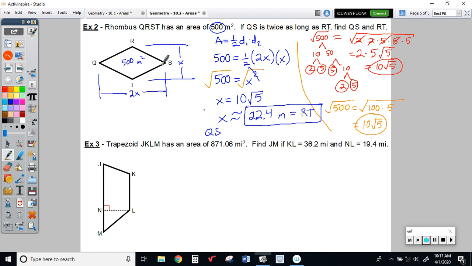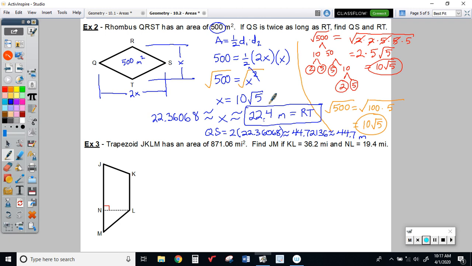QS, looking back at the picture, that was 2x, so we would do 2 times 22.4. If you do 22.4 though, you get 44.8. But if you go back to the approximation, so let me write out the whole approximation here. It was 22 point, and I'm going to 5 decimal places, 36068. If I multiply that instead by 2, that's going to give me a better answer. So that is approximately 44.72136. And so the best answer for this would be 44.7 meters.